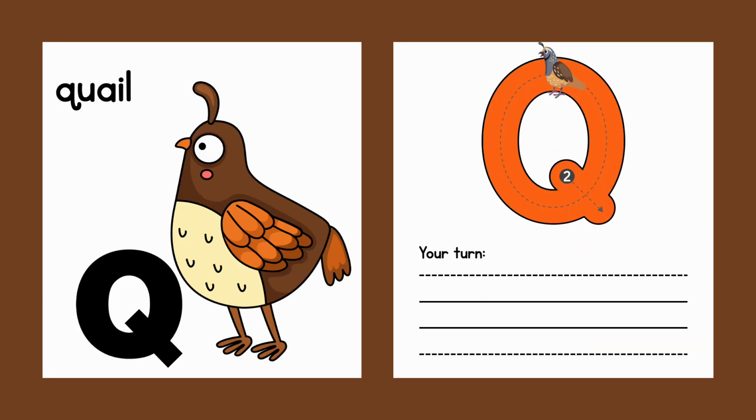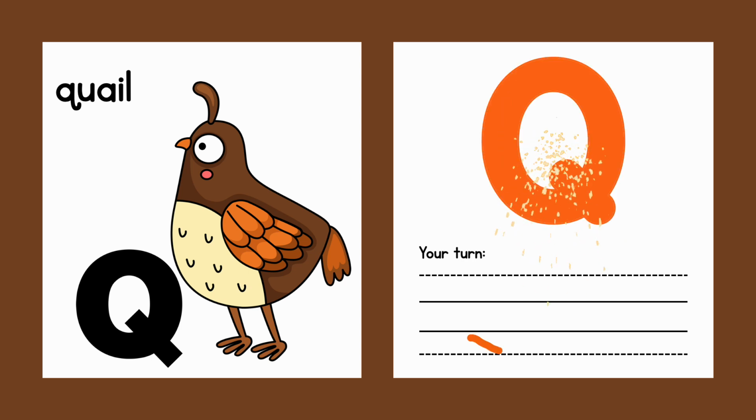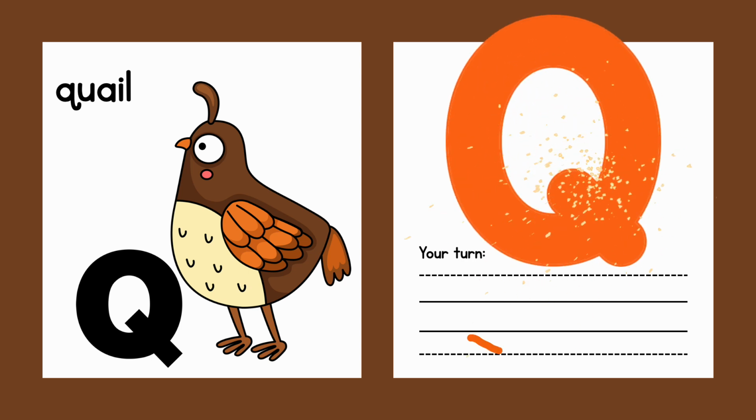Letter Q. The quail is going to help us to write the letter Q. Starting from the top, all the way down, around, back to the top. And go back to the bottom and across. Fantastic. Letter Q. Great job. Well done. Super work.